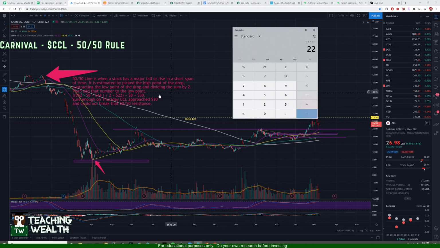Then you're going to add the low number, meaning the midpoint between 8 and 52 is $30-ish. All right, that's $22 from 8 to 30 and $22 from 30 to 52. So this is known as a 50-50 line. Now, what's the significance of that?